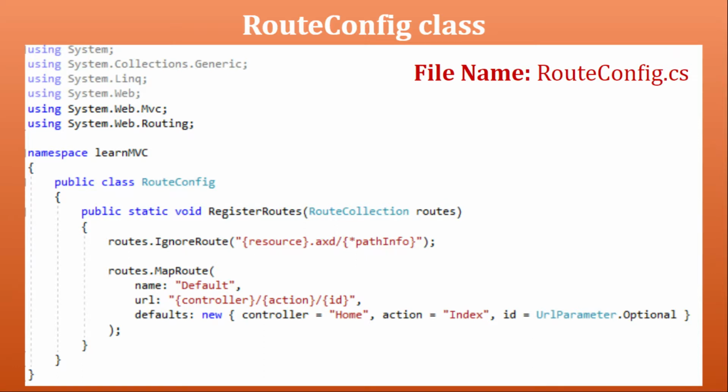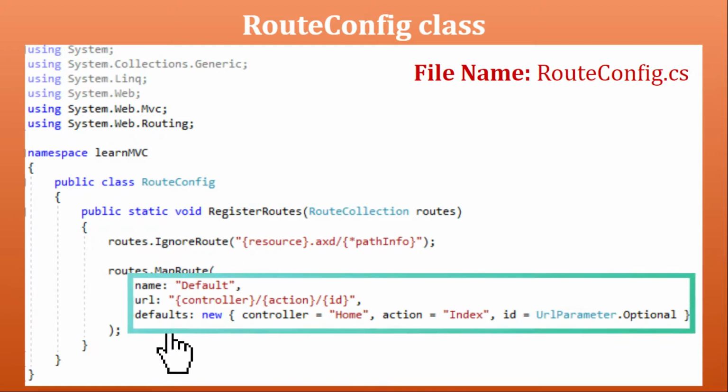The file RouteConfig.cs is located inside the App_Start folder. This route, that is defined in the application, is the default route. You can define routes in this file. By default, the route is the Home controller, Index method.